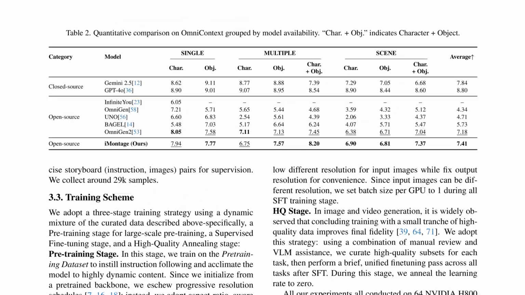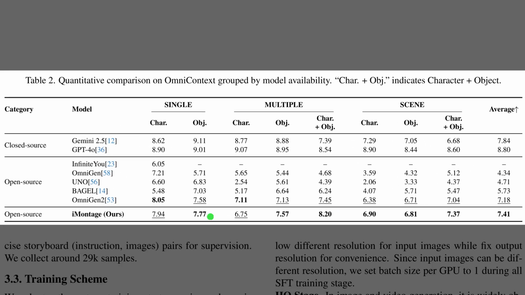Table 2 shows how different models perform on the OmniContext benchmark, which scores how well generated images follow instructions about characters and objects across single images, multiple images, and full scenes. OmniContext is a holistic test that checks whether models keep identities and requested items consistent while varying layouts. The table groups systems into closed source and open source categories. Among the open-source models, iMontage achieves the best average score, so it offers the strongest all-around control over characters, objects, and complex scenes in this evaluation.